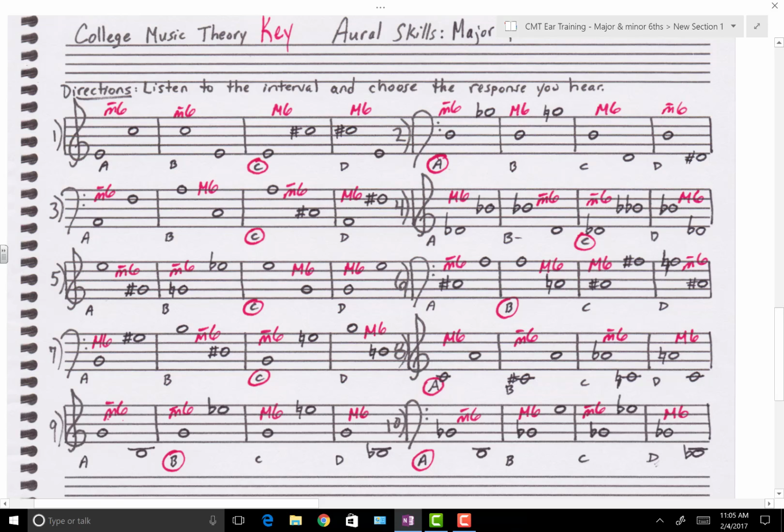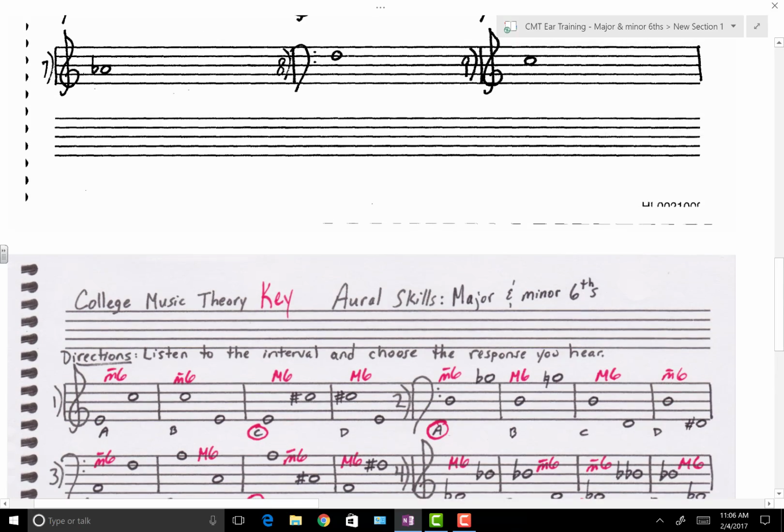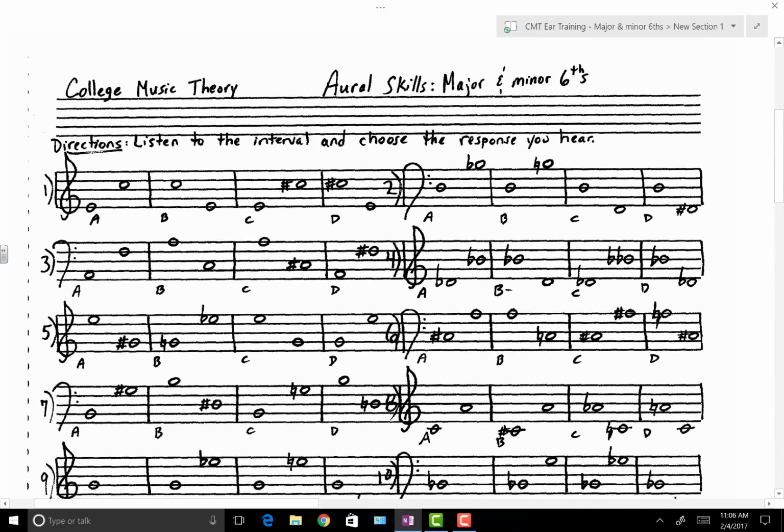10B was a major 6th ascending, sounding as do to la. And number 10C was a minor 6th, do to le, or the entertainer. And 10D was the next best response with a major 6th, although it was not the correct answer. It gets a bit harder when we have bigger intervals to deal with, and the next video will tackle sevenths.